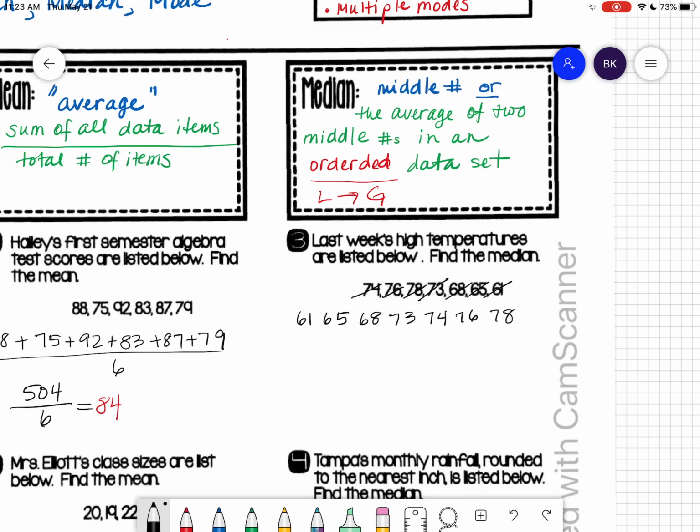1, 2, 3, 4, 5, 6, 7. I didn't lose any numbers, which is good. So now I'm just going to find the middle of all these numbers. What I do is just count 1, 2, 3, 1, 2, 3, and this number is in the middle. So 73 is your median.